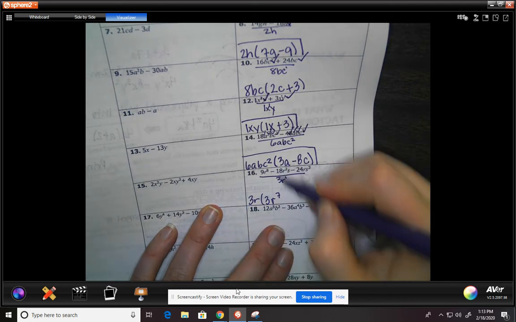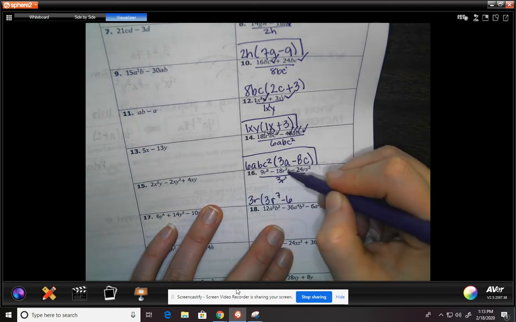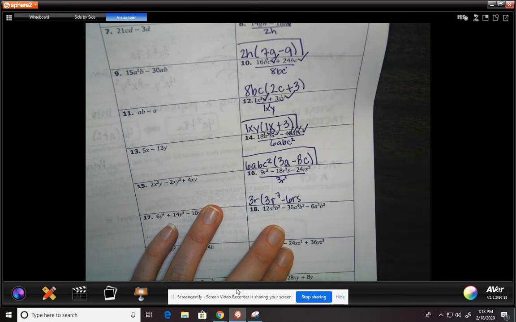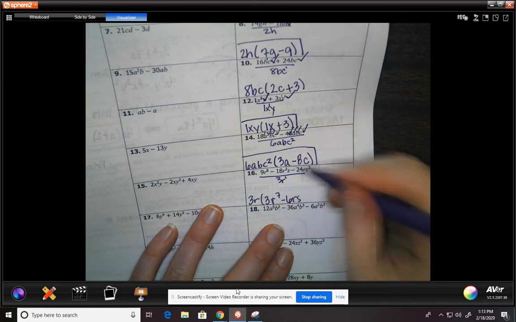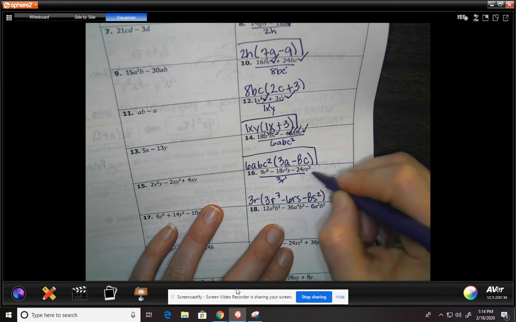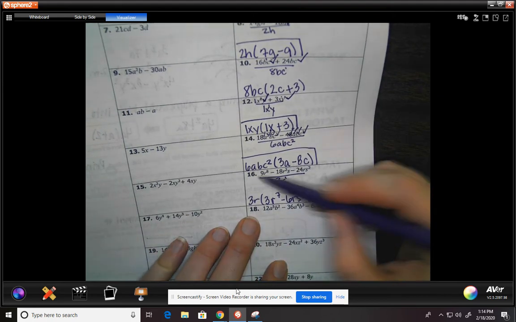Okay, negative 18 divided by 3 is negative 6, and 2 minus 1 gives me R, and I have to keep that S because I'm not dividing by an S. And then negative 24 divided by 3 is negative 8, and R, 1 minus 1 cancels, so I just keep the S squared since I'm still not dividing by an S. I'm going to check this off as I go.